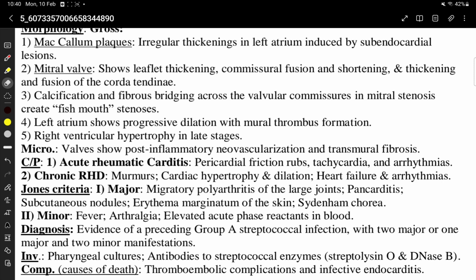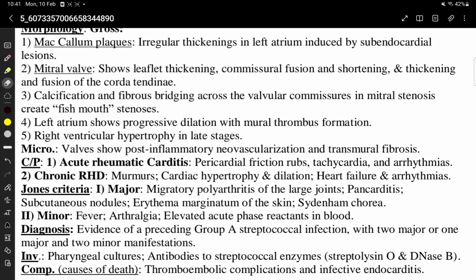The left atrium shows progressive dilation with mural thrombus formation. Right ventricular hypertrophy occurs in late stages.